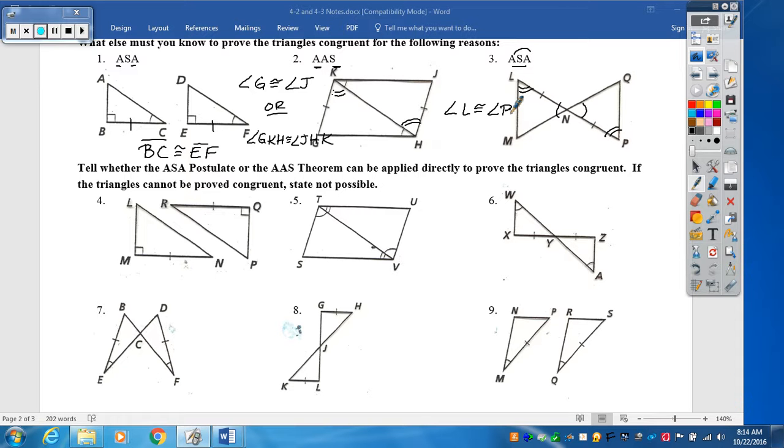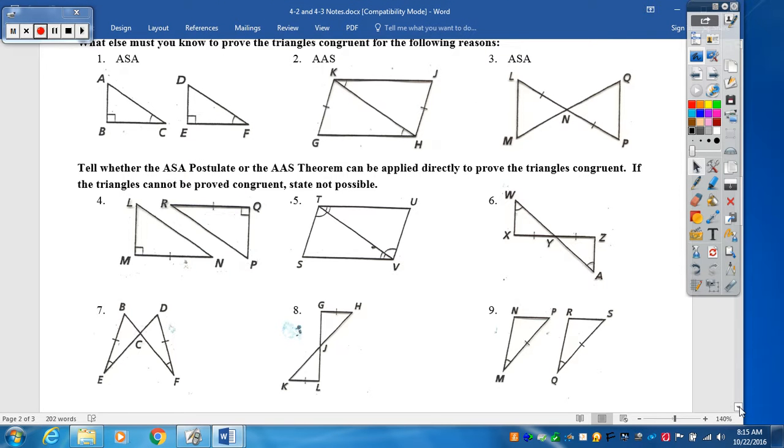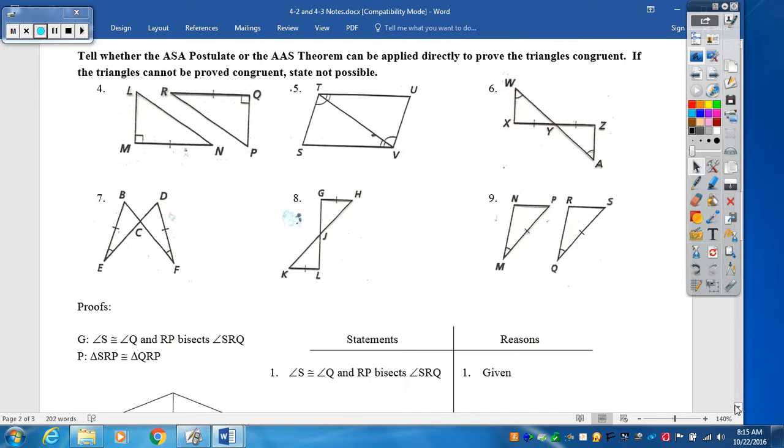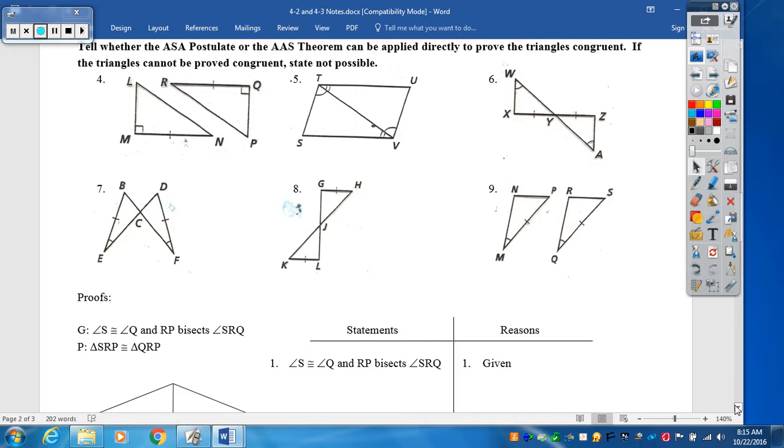Now we're going to move on to something a little bit more important. We want to ask ourselves, can we prove the two triangles congruent? So as we look at numbers 4 through 9 here, looking at number 4, the two triangles are separate from each other. And the one thing I stressed the other day was this: if the triangles are separate from each other, not attached in any way, then there's nothing else that I can prove about them that isn't already proven.